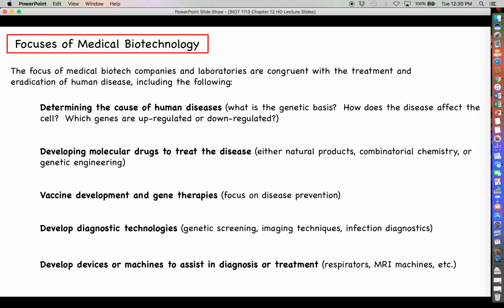Developing devices or machines to assist in diagnosis or treatment. So we're talking about things like respirators, MRI machines, anything that involves technology needed to either diagnose or treat a patient are things that we could focus on if we were a medical biotechnology company.